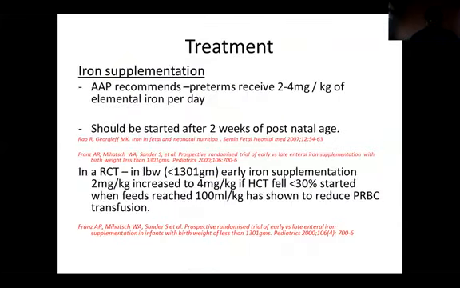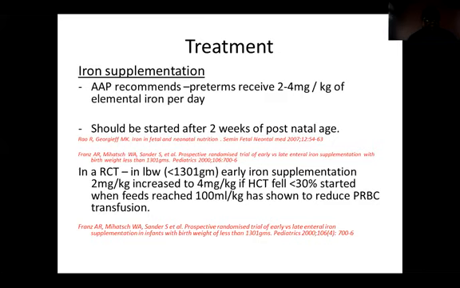So how do you treat this? The first and foremost is iron supplementation. The American Academy of Pediatrics recommends that all preterms should receive 2 to 4 milligram per kg per day of elemental iron, started after 2 weeks of postnatal age. Actually, there is a lot of debate on this. Previously, it was said that it should be started at 4 weeks postnatal age. But recently they have said that it can be started at 2 weeks of age.